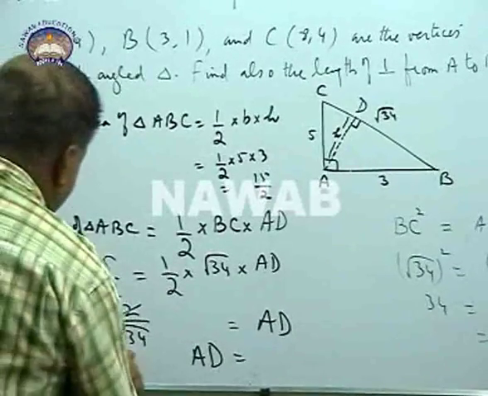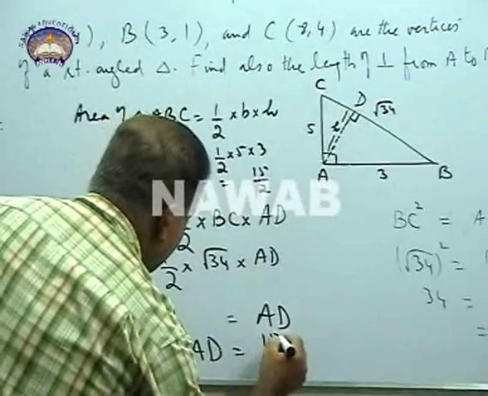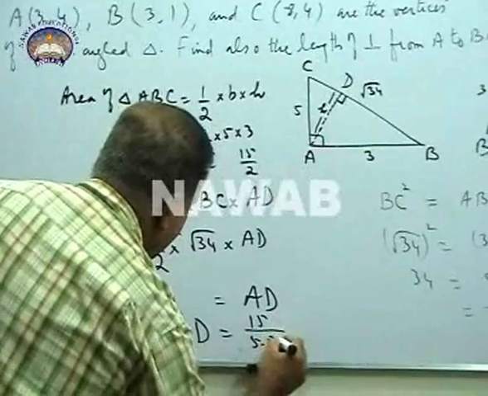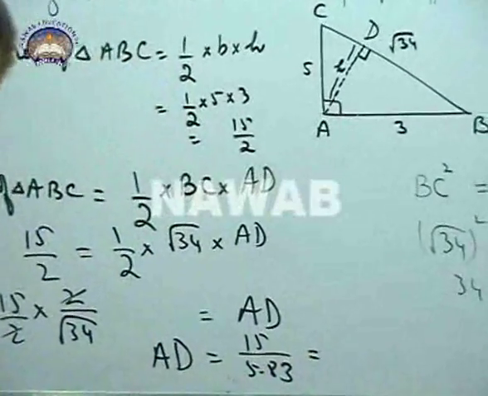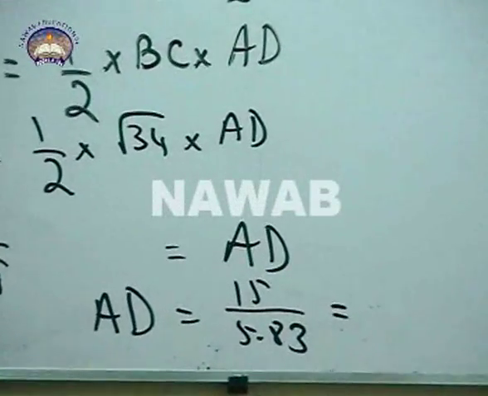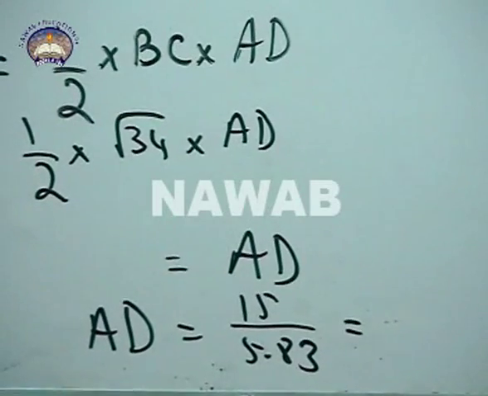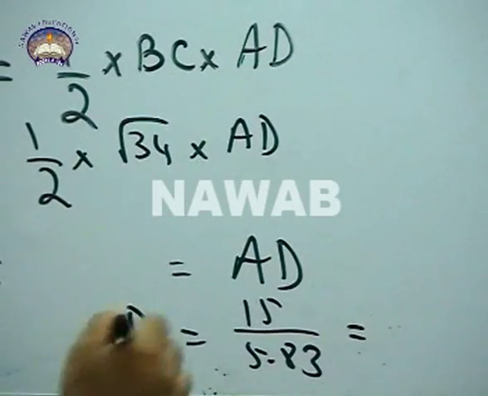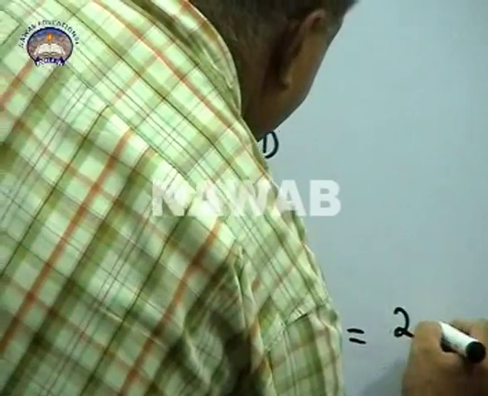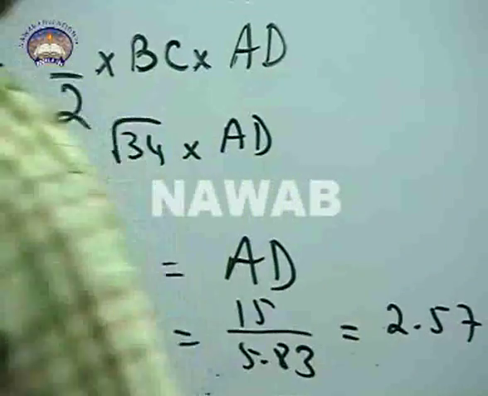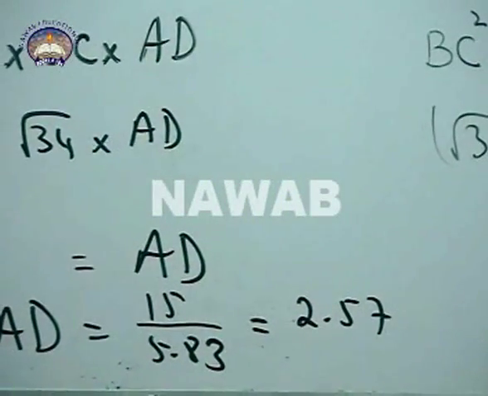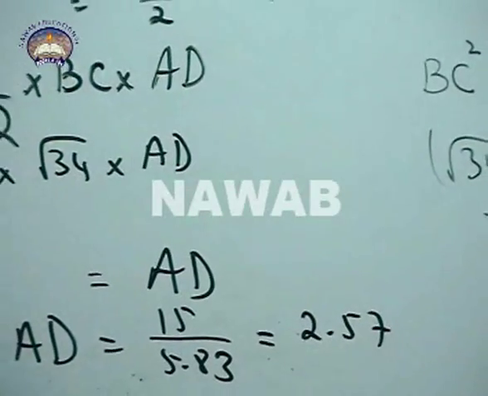5.83 is the value of root 34, so 15 over 5.83, and if we divide 15 divided by 5.83, so 2.57 units is the height from A to BC.